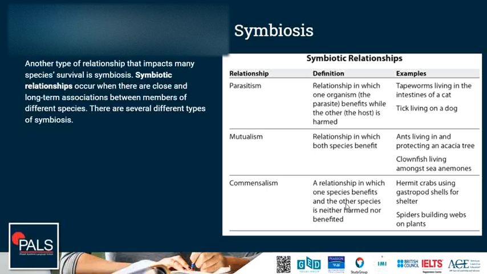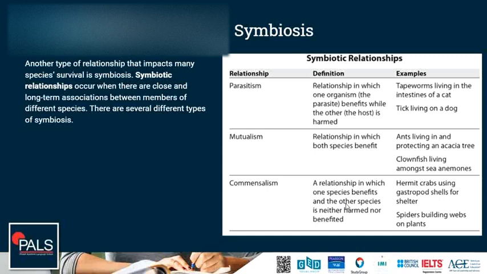Mutualism. This is a relationship in which both species in the symbiotic relationship benefit from each other. An example are ants living in and protecting an acacia tree, or clownfish living in a sea anemone, or bees pollinating flowers. In all these relationships, both organisms benefit.